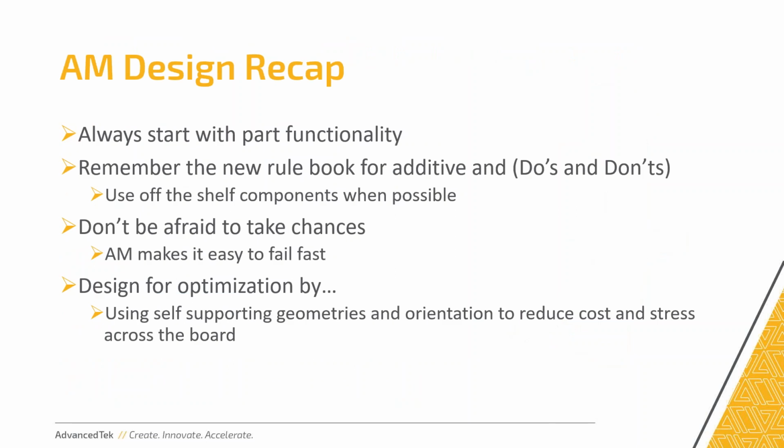So just to kind of recap, always start with that part functionality in mind, and remember those do's and don'ts when designing for additive manufacturing. And don't be afraid to take chances. Additive manufacturing makes it easy to fail faster than other methods. And we can optimize our designs later by orienting for less support and designing for fewer overhangs that would cause support and stress across the board, which will reduce your material usage, your machine time, and your post-processing time.